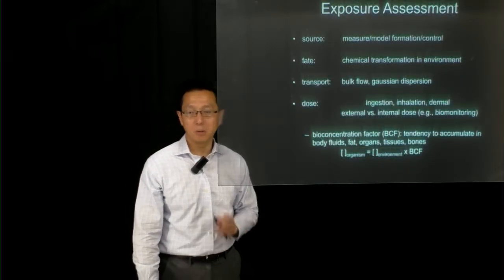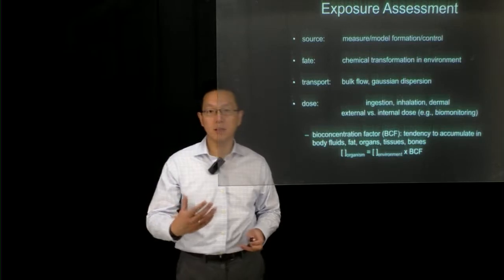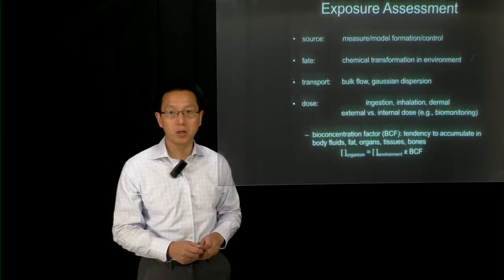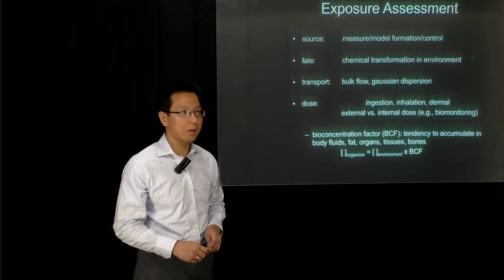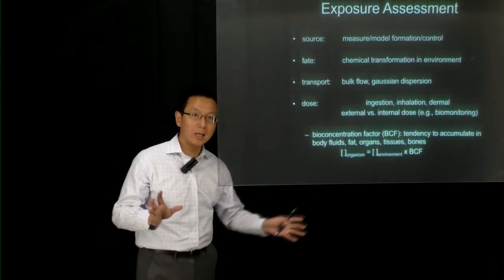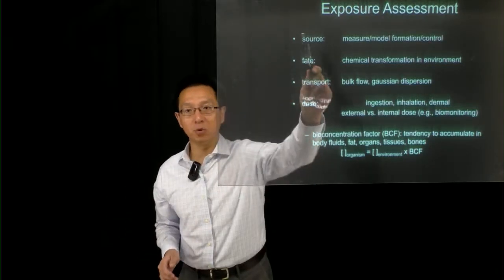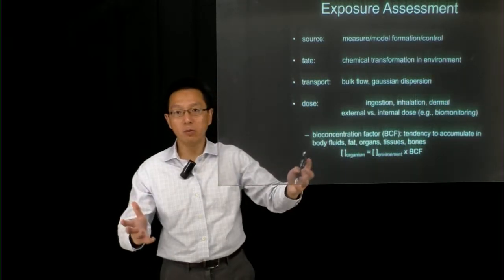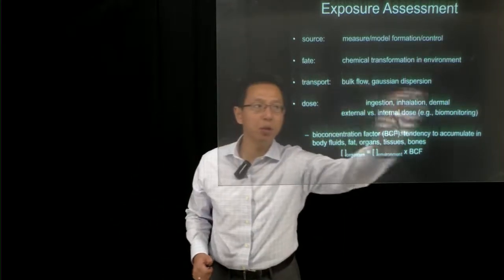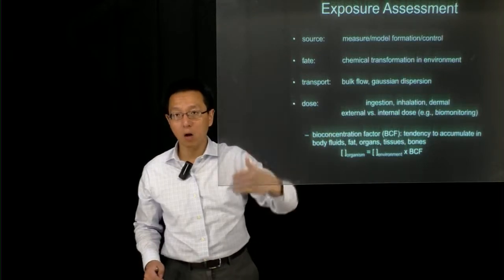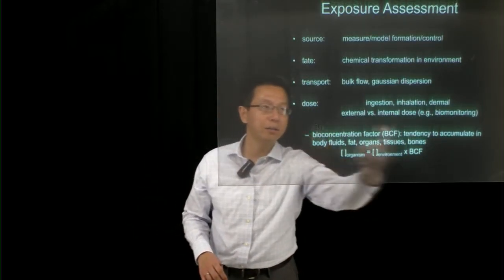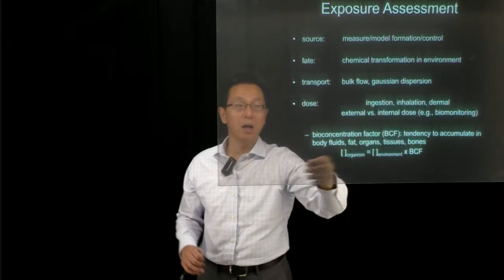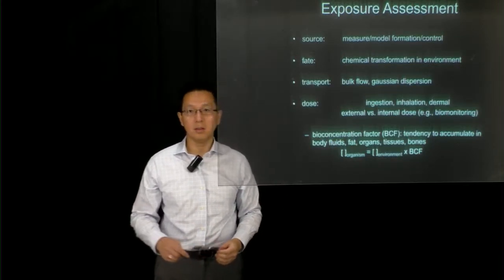The second step is exposure assessment. What this step does is determine how much the chemicals get in contact with people to trigger potential health issues. For a chemical to get in contact with people, first, of course, you need a source. Then you need to identify the fate, how chemicals move around in the environment through transport, either in air, water, or maybe underground water, and finally get in contact with people, and you have a dose.